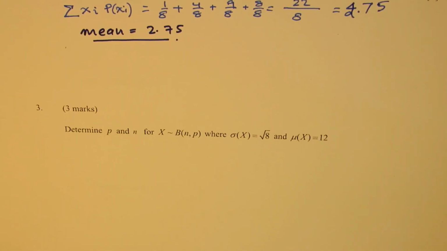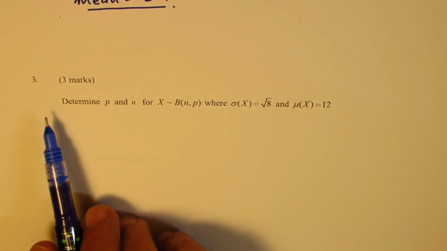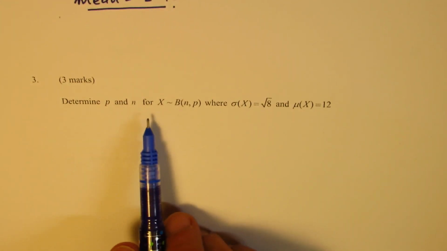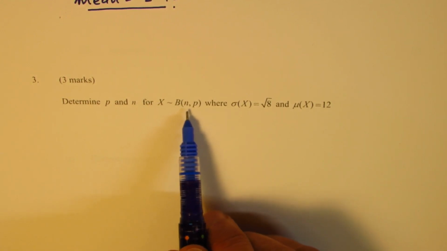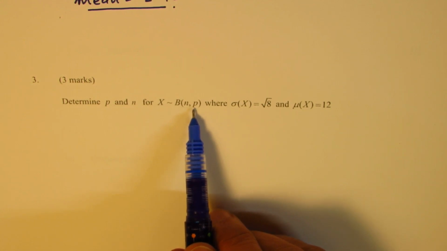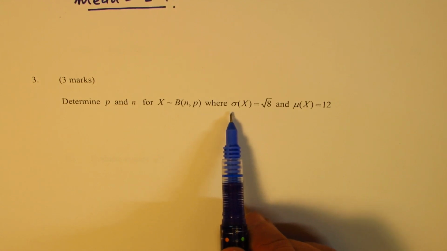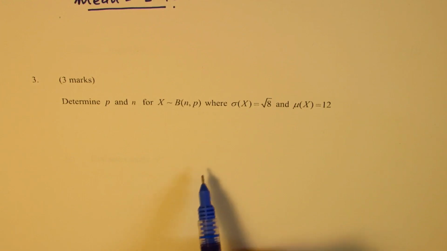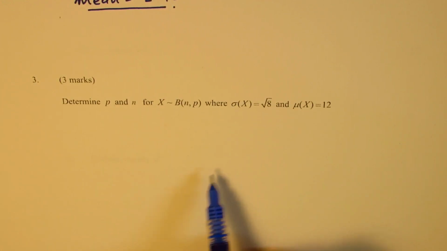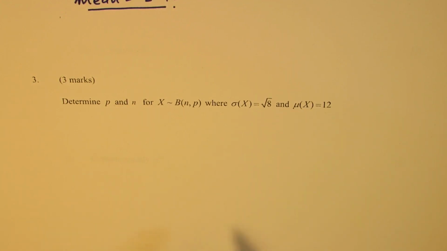Now let's look into the third question, which is to determine P and N for X. Now this is a binomial distribution, where N is the number of trials and P is the favorable probability, correct? The standard deviation is square root of 8, and the mean is given to us as 12.